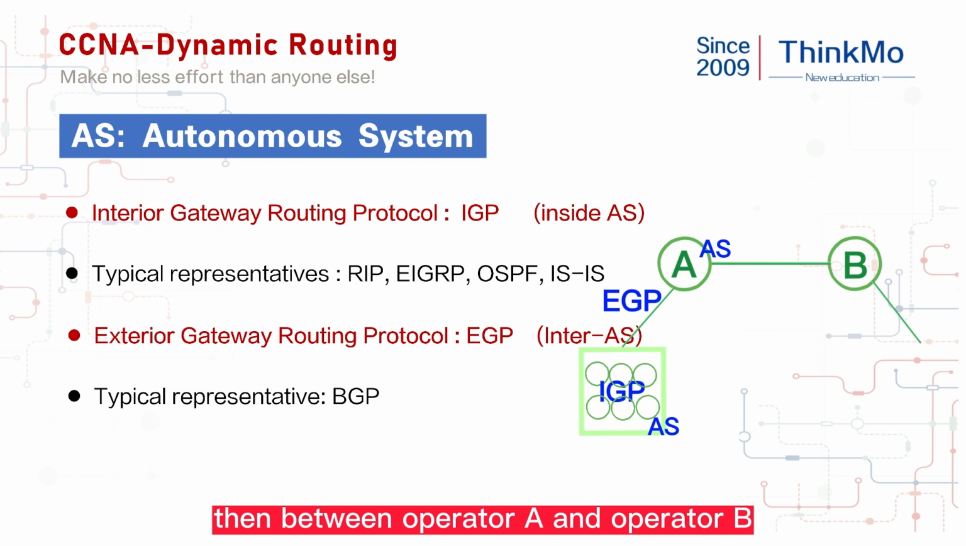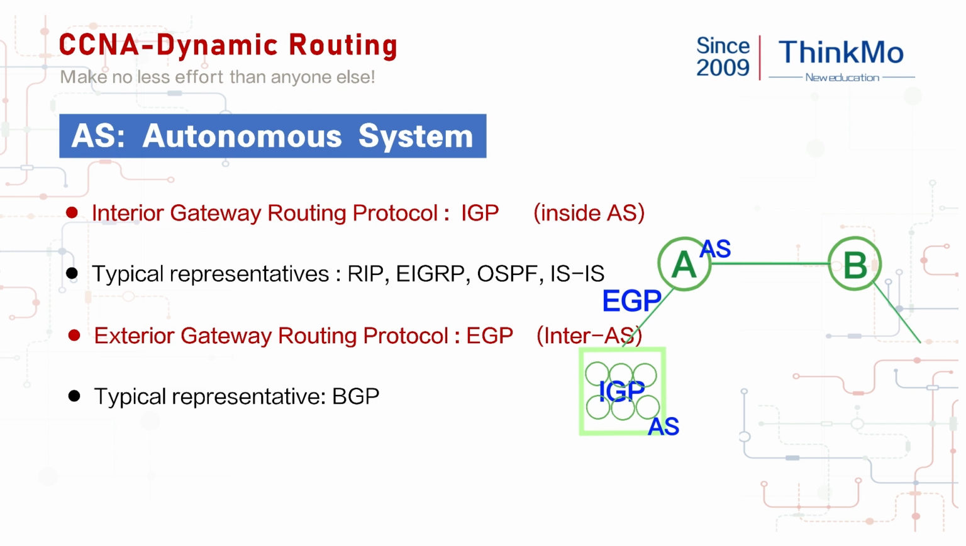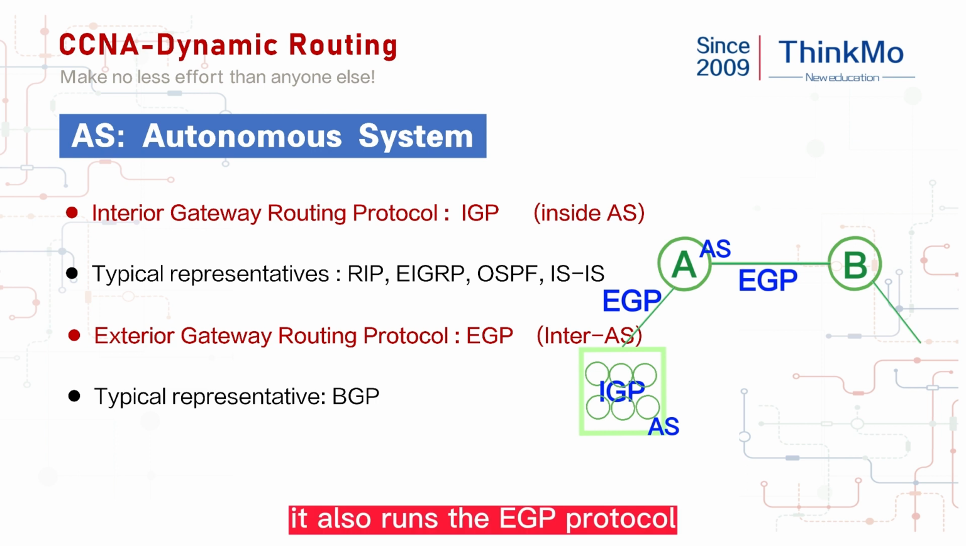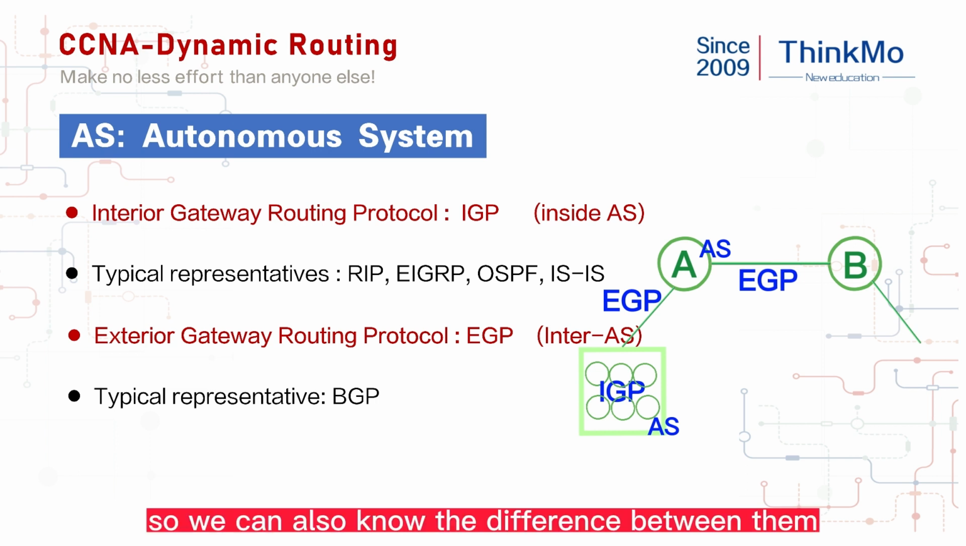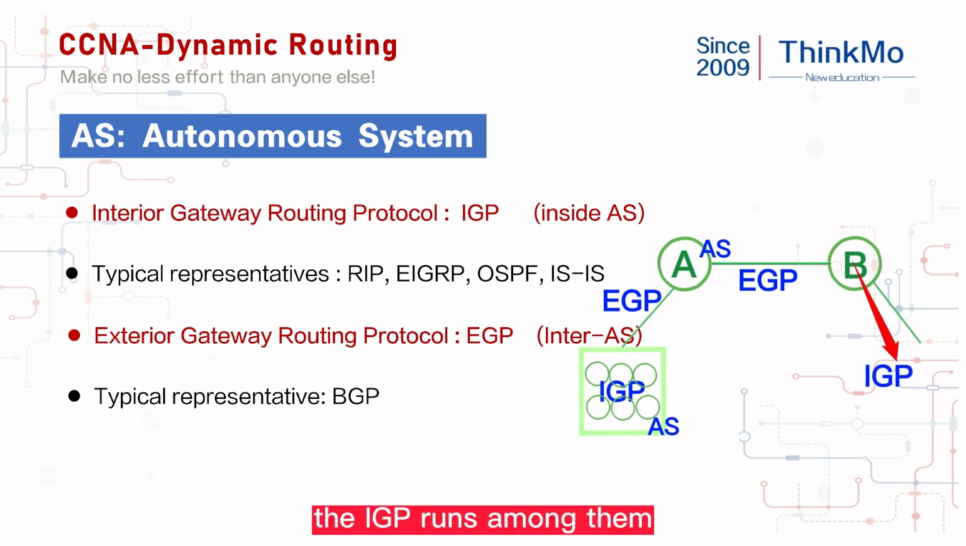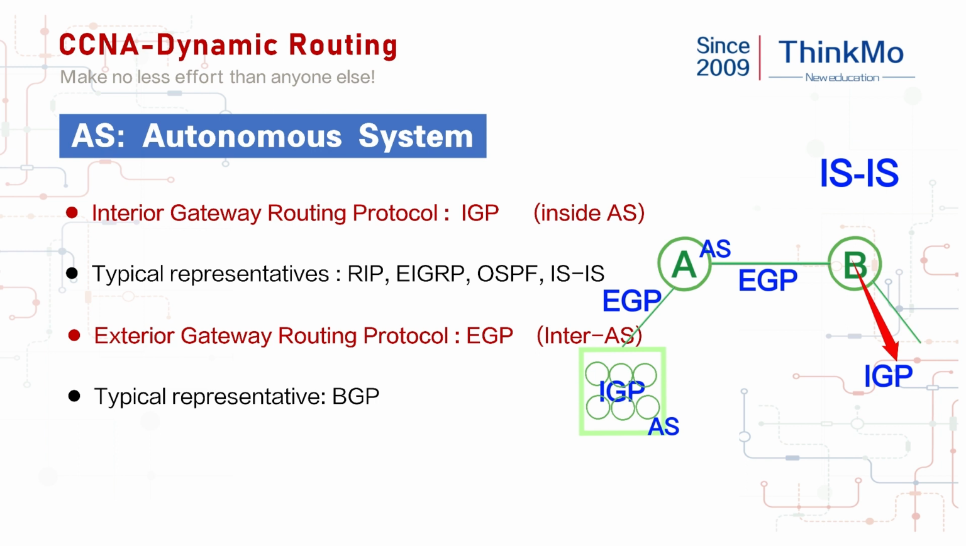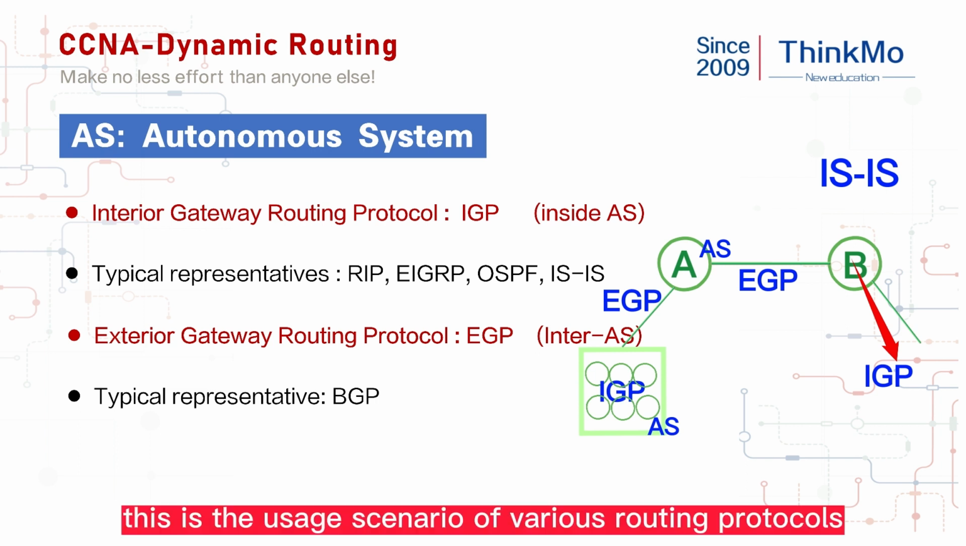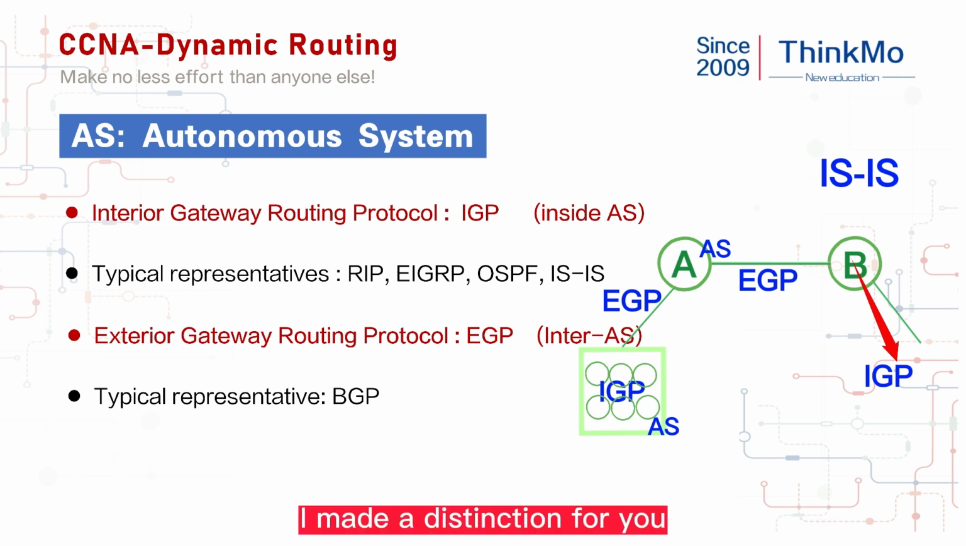Then between operator A and operator B, they run on the public network. It also runs the EGP protocol. So we can also know the difference between them. Of course, the IGP runs among them, because operators are now using the IGP protocol ISIS. OSPF they are not used. This is the usage scenario of various routing protocols. I made a distinction for you.